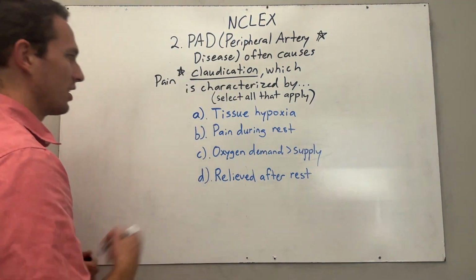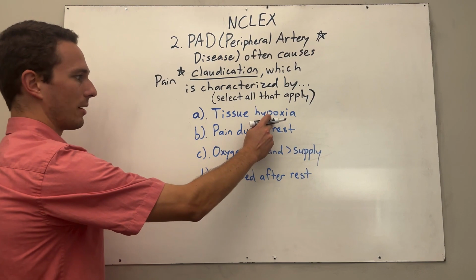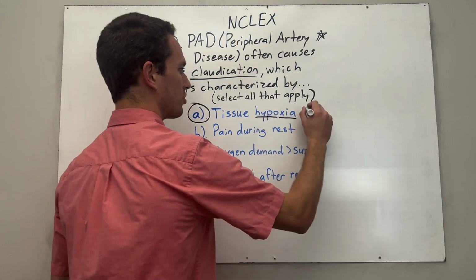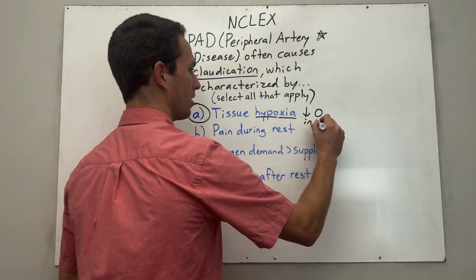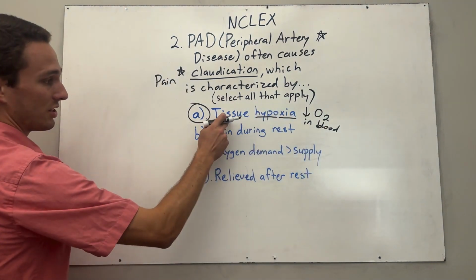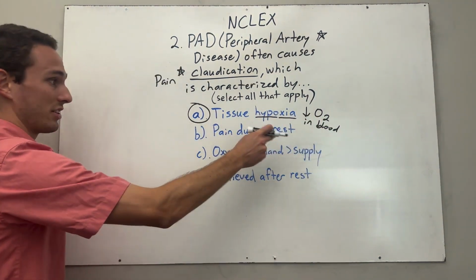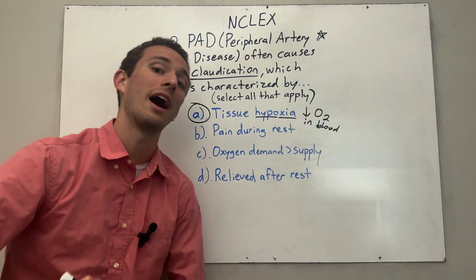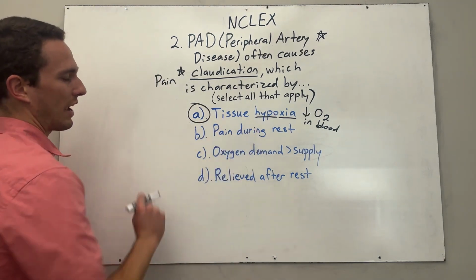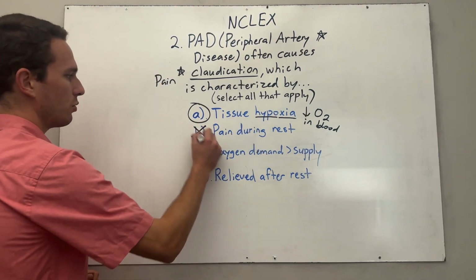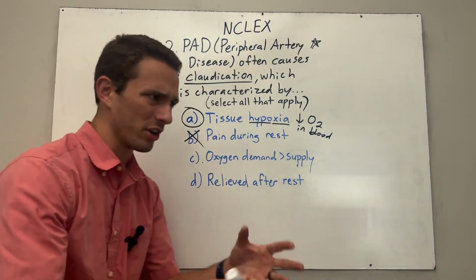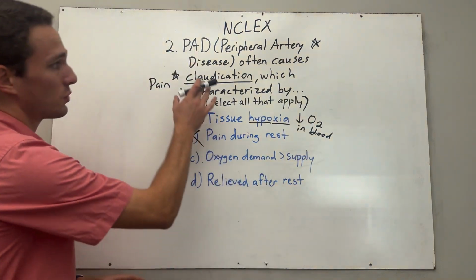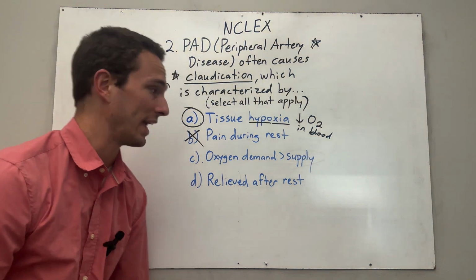So knowing that, is it characterized by tissue hypoxia? The answer would be yes, because hypoxia literally refers to low oxygen levels. Specifically in tissues, basically the cells that need the oxygen, we're saying that tissues have low oxygen because the blood isn't carrying it to them. So the tissues are hypoxic. That is true. Pain during rest would not be correct. You wouldn't experience pain during rest because the cells themselves aren't being exerted. They're not using a lot of energy, so they don't need as much oxygen at that point. Therefore, you wouldn't be experiencing this type of hypoxia or pain during this time.